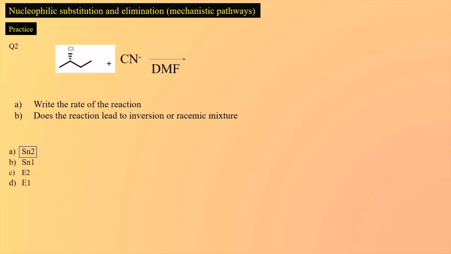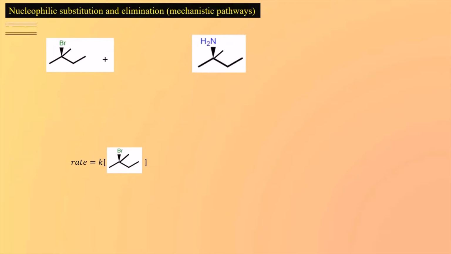So because it's a secondary, we can have an inversion in configuration. So inversion is, if you have an open wedge, the product should be a closed wedge. I'm also asking for the rate. Again, SN2 is bimolecular, so this is the rate law, and here is the product. See, Cl is replaced by CN. There we go. That's question 2.